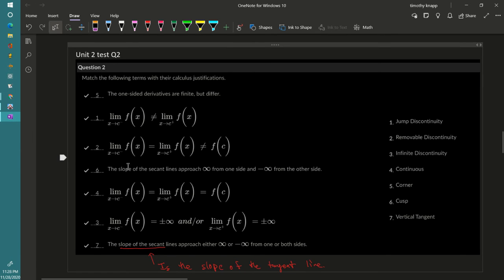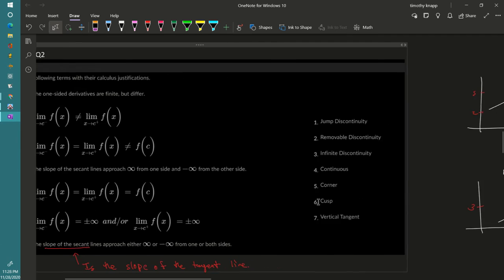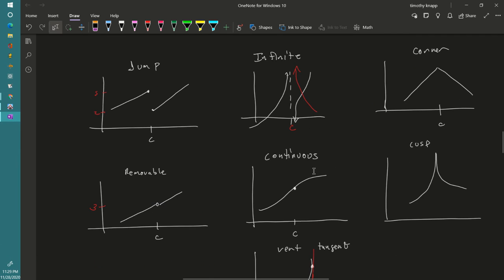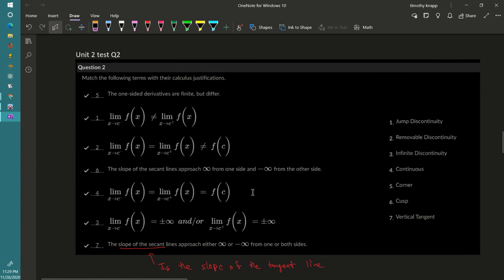Okay? Let's see, what else do we have here? Continuous. This is the one where it's almost like the removable discontinuity, but in this case, the function is defined at C and it is equal to the limits. And so if we look at it here, this is continuous. So here, look at this. My left-hand limit is whatever this is. Let's say it's 10. And my right-hand limit is 10. And the function is also defined at 10. And so that's what these three things say. Left-hand limit is 10, right-hand limit is 10, function is defined at 10. Okay, so that means it is actually continuous. These were all discontinuities. This is continuous.